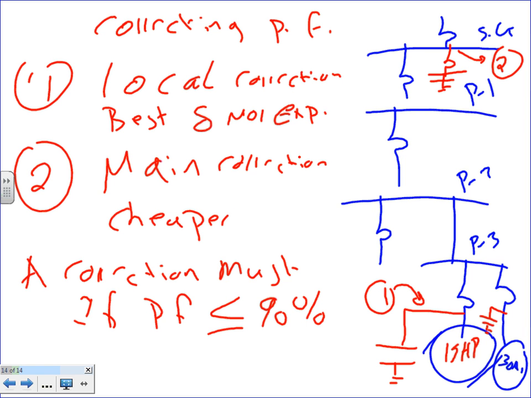And where do they look? They don't care here. Utilities don't care at the bottom, guys. They look right at this point, right at this point. They want the power factor to be 90% or more. They need the power factor right at the main switch gear, 90% or more.